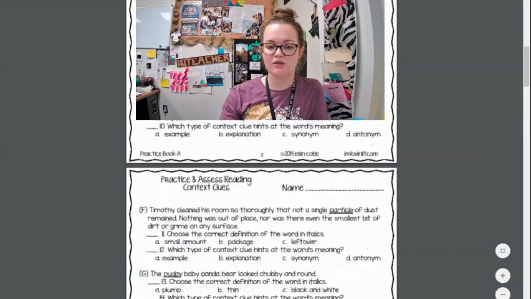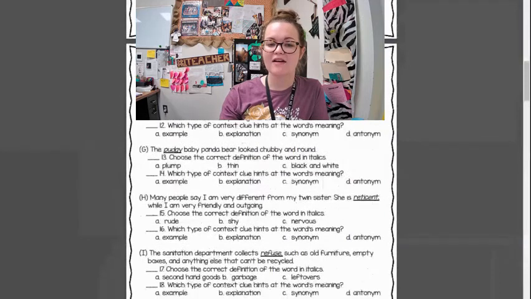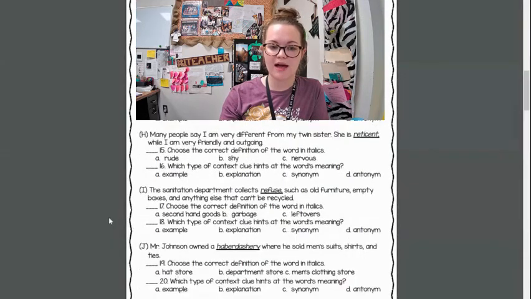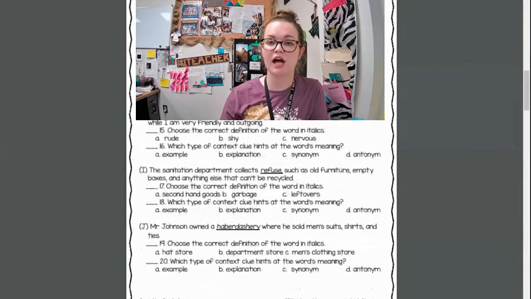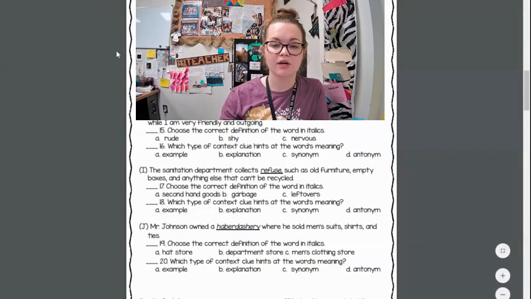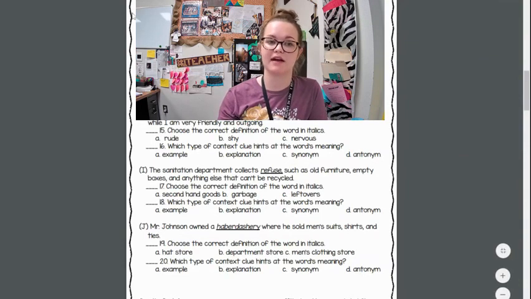That's all you're going to do. Keep practicing your context clues. You are going to do these right now, but every single time you read and you come to an unknown word, you can use your context clues to figure it out. You can use all of these different types of context clues that authors give you to determine the meaning of the unknown word.